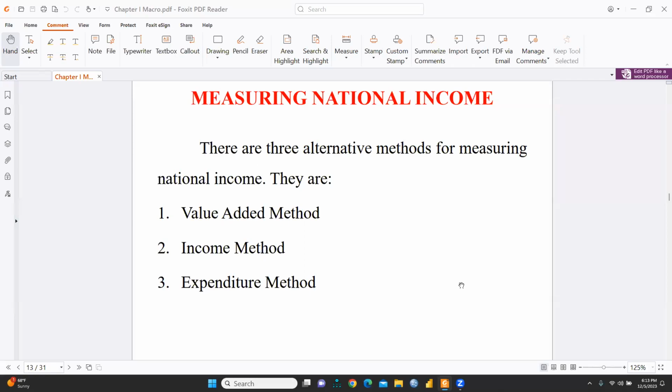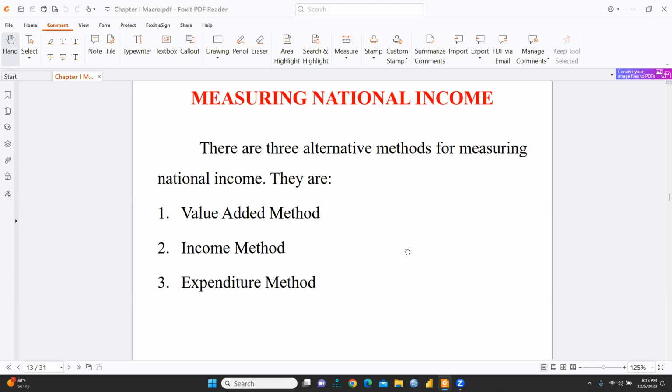Hey everyone, let's continue national income. Today we will discuss measuring national income. So there are three methods for measuring national income. One by one, we will discuss all these methods: value-added method, income method, and expenditure method.